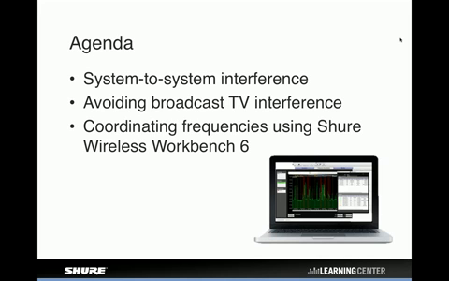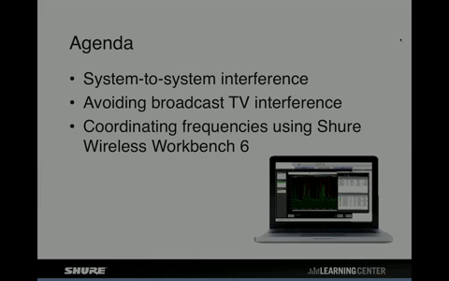Generally, it requires some sort of a software program. We'll demonstrate it using Shure's Wireless Workbench 6 software, which is a pretty powerful and free tool for being able to do this. And that's what Sam is here to tell us all about. He's the expert in Wireless Workbench 6, and there are other tools you can use, but of course this is our example. So that's what we're going to do here.